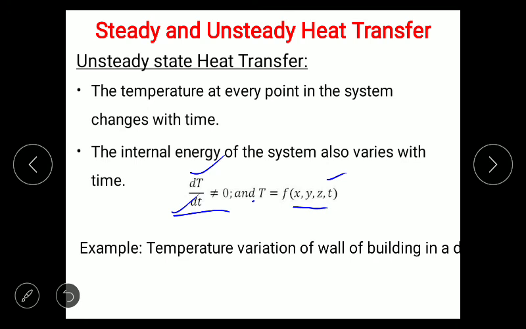If a wall is exposed to the sunshine in a day, then in the morning the wall has less temperature, in the afternoon it possesses high temperature, in the evening again its temperature falls. So from the given span of 8 hours or 12 hours, the temperature changes. There will be some change in temperature with respect to time. So the wall is under unsteady state heat transfer. This is the example for unsteady state heat transfer.